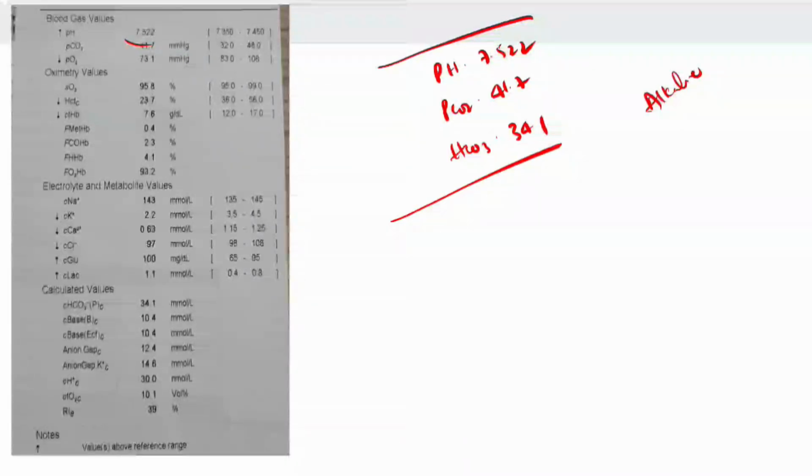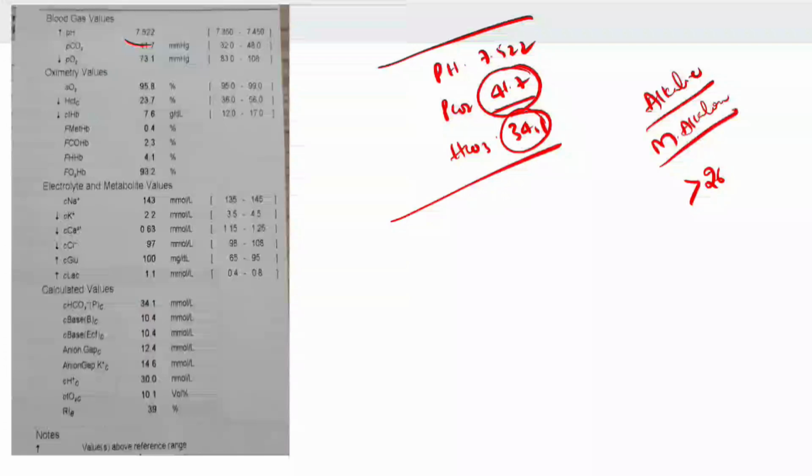Alkaline. So whether it is metabolic alkalosis or respiratory alkalosis, we need to find. To be called respiratory alkalosis, the PCO2 should be less than 35. Here it is 41.7, so it is not respiratory alkalosis. To be called metabolic alkalosis, the HCO3 value should be more than 26. Here it is 34.1, so it is metabolic alkalosis.